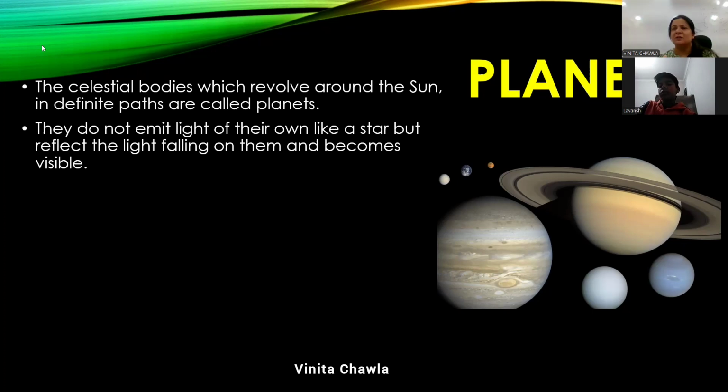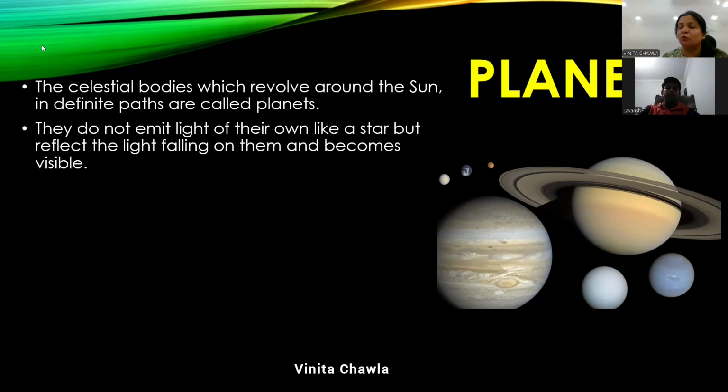But for planets, there are no nuclear reactions taking place like in stars and the sun. Those levels of nuclear reactions do not take place in planets, and therefore they do not emit light, because there is nothing emitting from them.